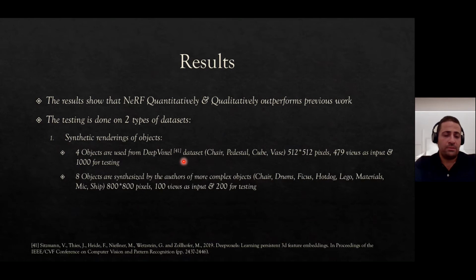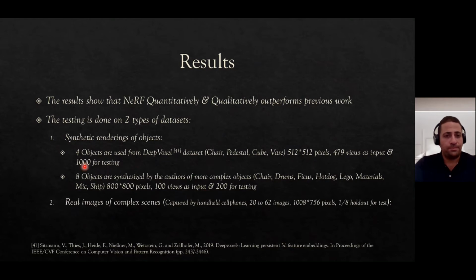And there are 8 objects that they synthesized by themselves. The authors generated 8 new objects: chair, drum, a hot dog, material. You will see them in the results. Why? Because they are more complex objects than the ones that are present in the Deep Voxel dataset. They used from these 8 objects 100 views as input and 200 for testing.